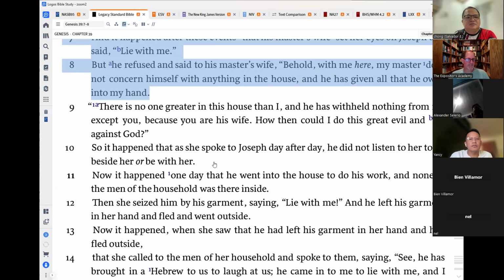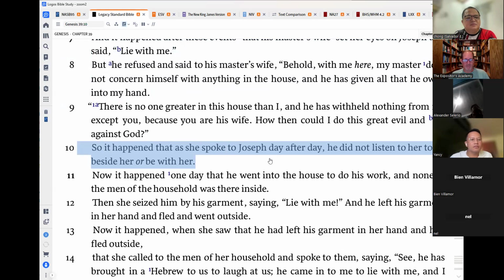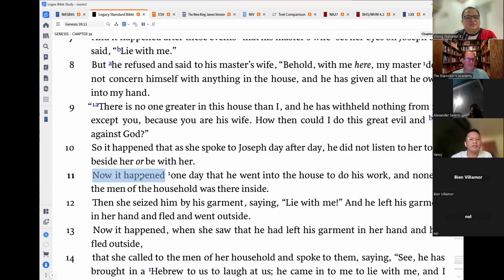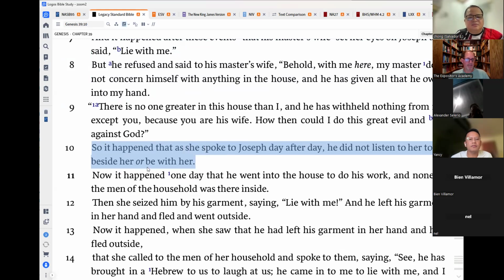Verse 10. It happened as she spoke to Joseph day after day, he did not listen or lie with her. Now, it happened one day. So I would say maybe verse 10 is sort of summarizing the events of verses 7 to 9, just kind of kept happening.